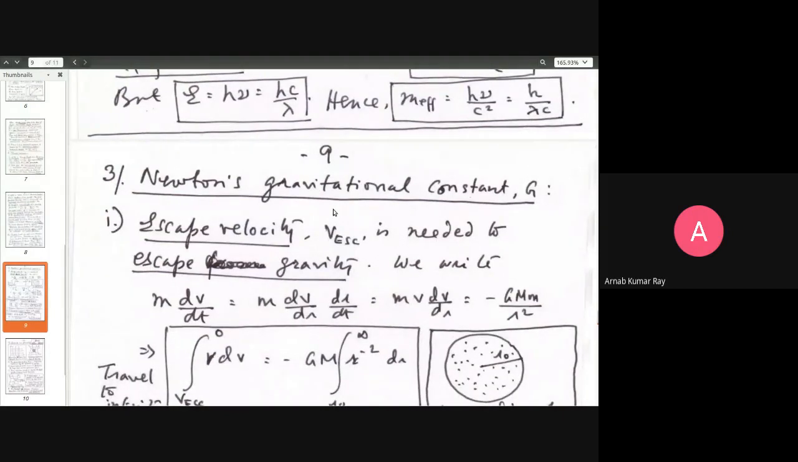So, this was the topic that we were discussing when we ended the last class, that of Newton's gravitational constant and its implications. So we began the discussion, we left it half complete. So today we should be able to complete that discussion.